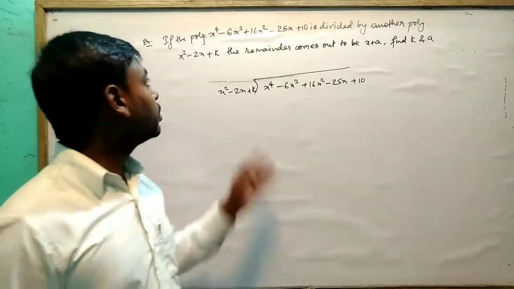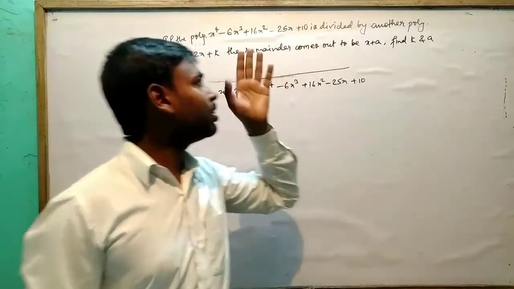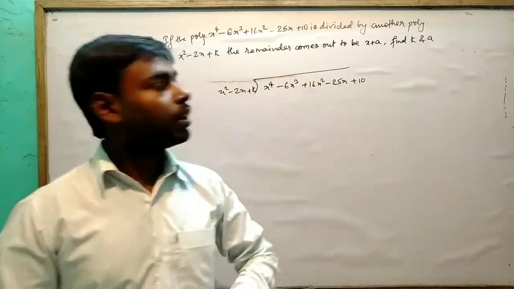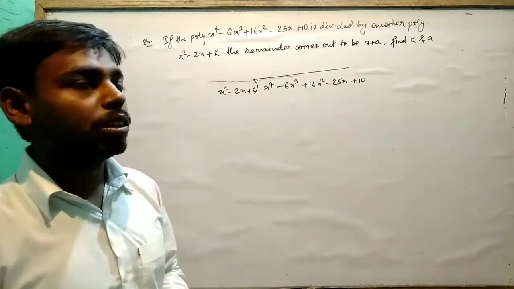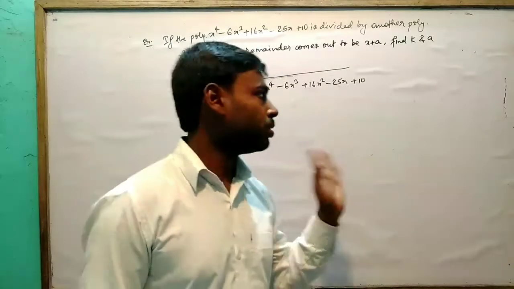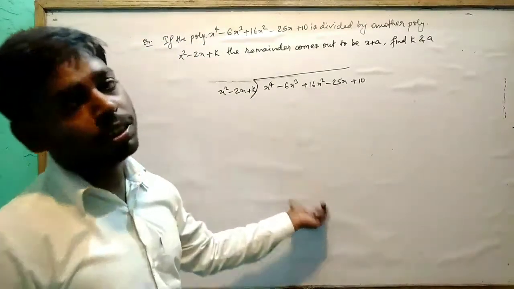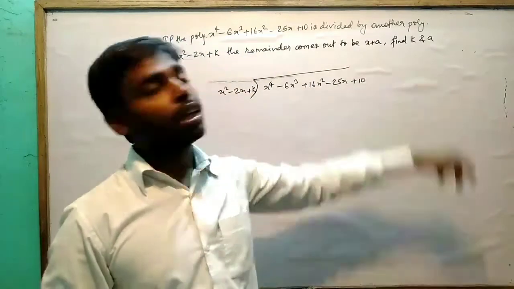Our next example: if this polynomial is divided by another polynomial, the remainder comes out as x plus a. Find k plus a. As in the previous example, similarly we can solve. First we divide, and whatever remainder comes, we take it equal to x plus a.